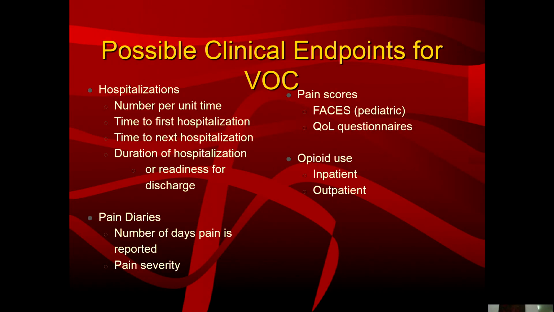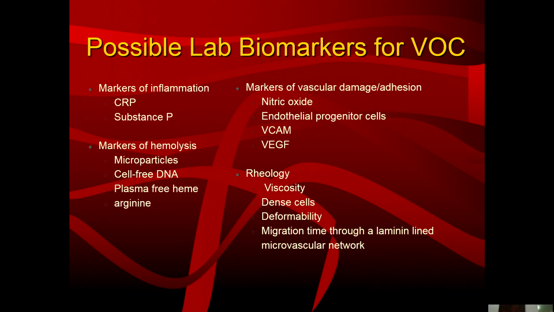Here are the obligatory possible clinical endpoints for sickle cell disease: vaso-occlusive crisis, hospitalizations, pain diaries, that's my area of expertise, pain scores, opioid use, inpatient and outpatient. And then for laboratory markers, markers of pain and inflammation, including substance P, markers of hemolysis, including free heme, markers of vascular damage. Sickle cell is a vasculopathy, and so it has significant nitric oxide and VCAM changes during an acute episode, and comparing sickle cell patients to normal patients.